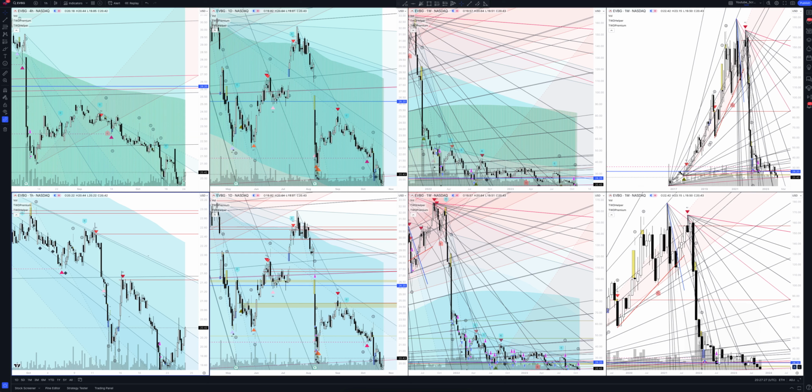Today we will take a look at Everbridge Inc. stock. Let's analyze the market situation and find out how you can make money on it. Let's start.